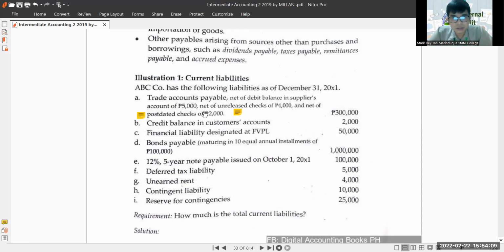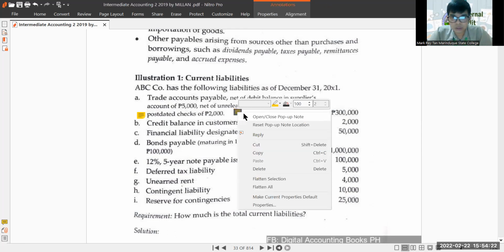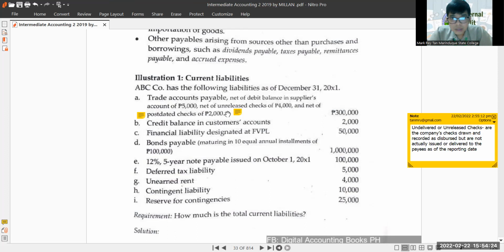Okay? Okay, next, unreleased checks. Itong unreleased checks tsaka post-dated checks, I will admit, hindi ko to masyadong tanda, kaya I have to research for that. So, i-pull out natin yung note. Ayan. So, pag sinabi nating unreleased checks, ito yung ibig sabihin nun. Unreleased checks are the company's checks drawn and recorded as disbursed but are not actually issued or delivered to the payees as of the reporting date.